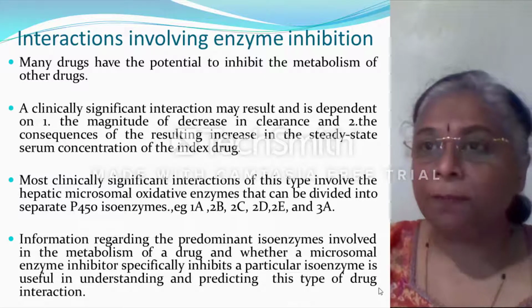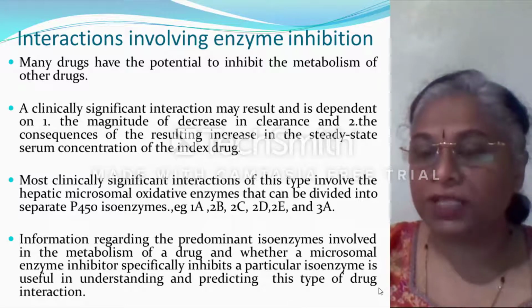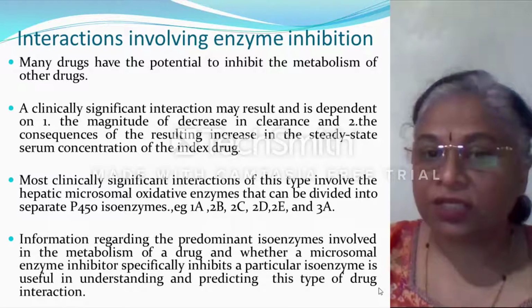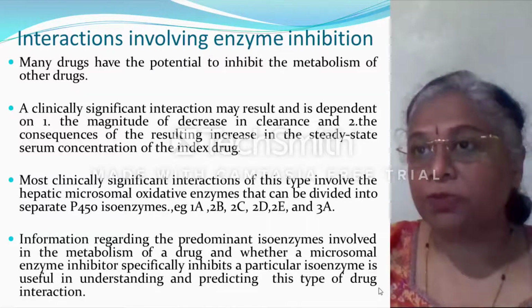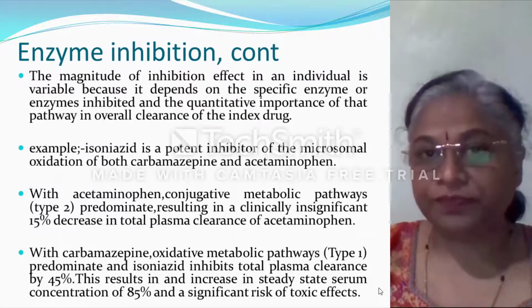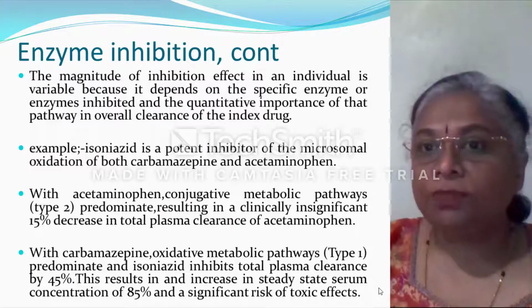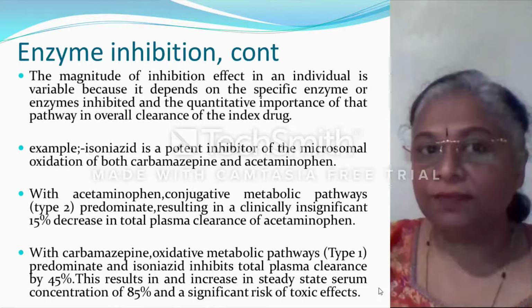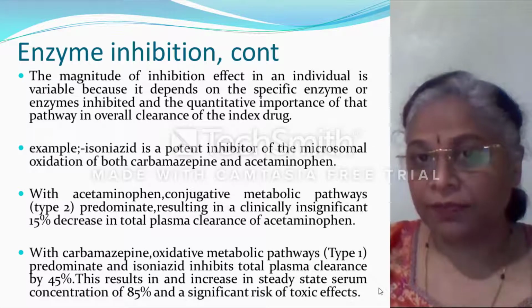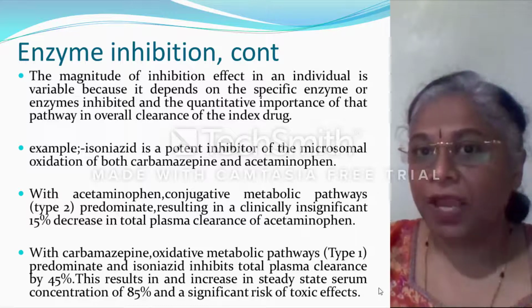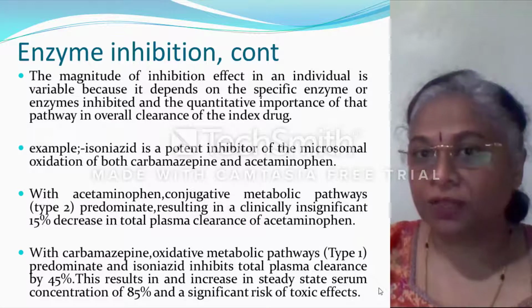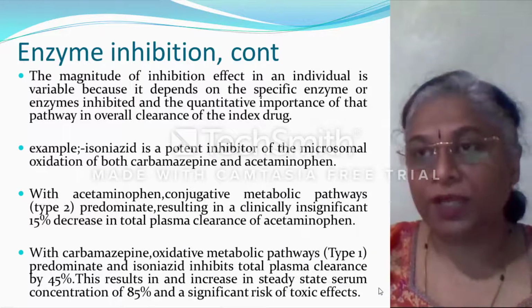Information regarding the predominant isoenzyme involved in the metabolism of the drug, and whether the microsomal enzyme inhibitor specifically inhibits a particular isoenzyme, is useful in predicting which type of drug interaction is possible. The magnitude of the inhibition effect in an individual is sometimes variable because it depends on the specific enzyme inhibited and the quantitative importance of that pathway in the overall clearance of the index drug.